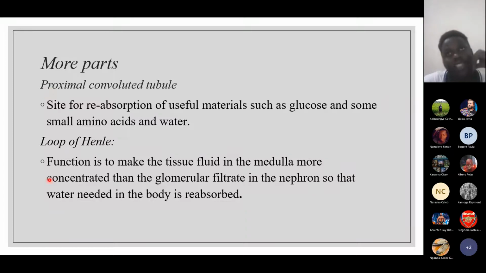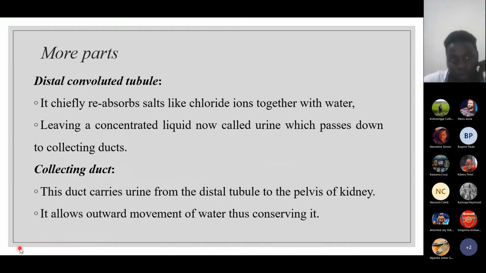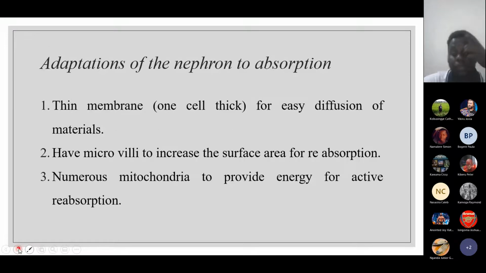Then the loop of Henle has one important function, and that is to concentrate the renal fluid. So you're saying here it makes the tissue fluid in the medulla become more concentrated than the glomerular fluid. I'll explain that when I begin talking about the process of reabsorption. Then we talked about the distal convoluted tubule, which is also responsible for reabsorption of chloride ions. Then the collecting duct conveys what now is called urine to the pelvis of the kidney, from where it goes to the ureter and so on and so forth.